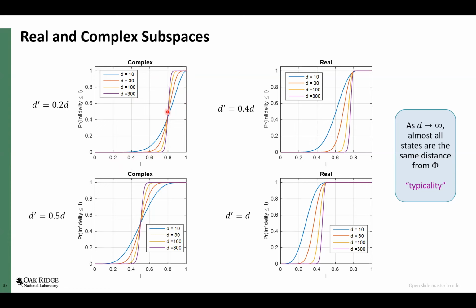So for example, interpreting this graph, what that means is that if you were to pick a random state in Hilbert space, then with very high probability, its distance to the subspace that your circuit can make is going to be 0.8. And so as D becomes very large, almost all states are the same distance from the states that you can make. And so this is what I call typicality. And this holds both for complex subspaces and real subspaces, although the curves look a little bit different.